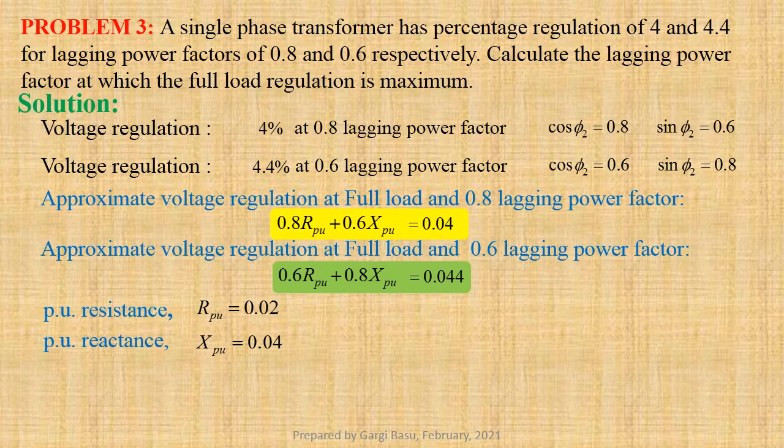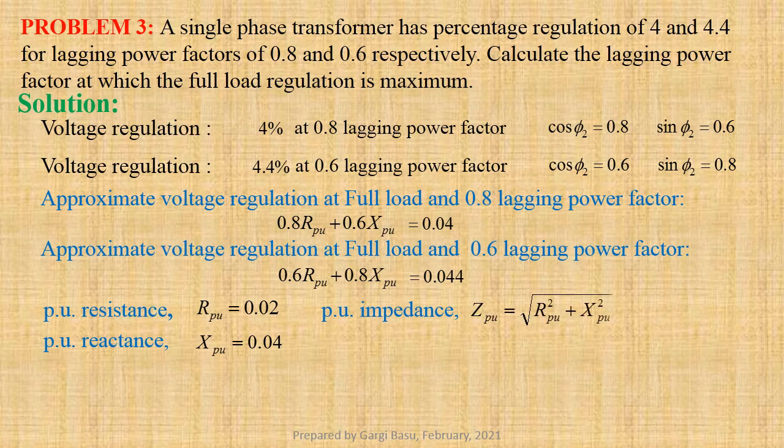Now we shall calculate per unit impedance. Z per unit equals root over R per unit square plus X per unit square, that is equal to root over 0.02 square plus 0.04 square. That gives us 0.044721.